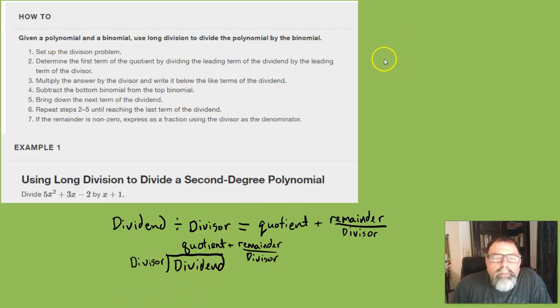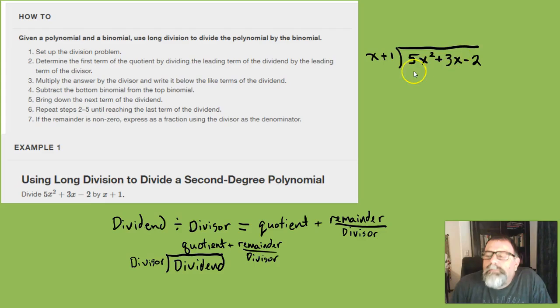So we're going to put the x plus 1 outside, and then inside we have the 5x squared plus 3x minus 2. All right. And then determine the first term of the quotient by dividing the leading term of the dividend by the leading term of the divisor. So we're going to look at the first term inside and the first term outside, and divide those. So for step 2, we're going to go 5x squared divided by x, and 5 divided by 1 is still 5, and x squared divided by x is x.